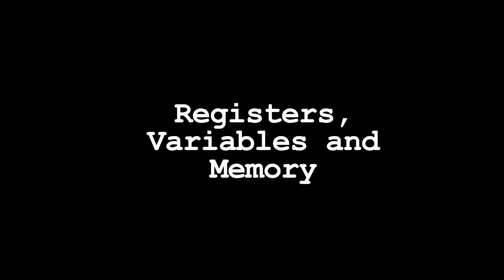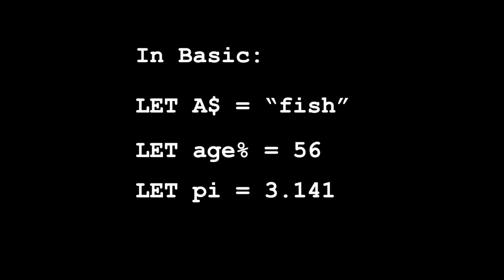This time we're going to be looking at registers, variables and memory. There's no code with this video, it's just a theory session, a bit of a refresher on what registers are all about and how they're different on the Agon. In BASIC we're quite used to having variables of various types such as strings, integers and floating point numbers. In assembler we don't have that.